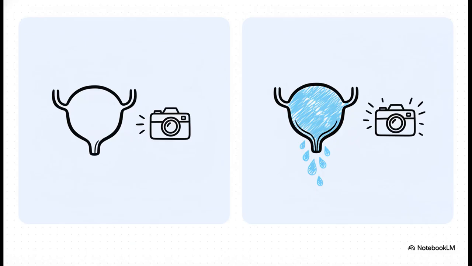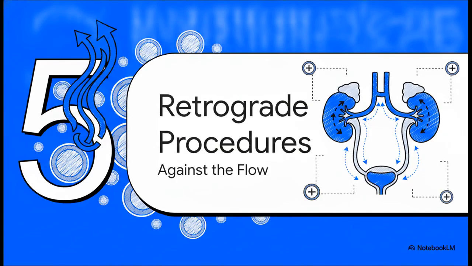This is known as voiding urethrocystography, often just called a voiding cystogram, voiding cystourethrogram, or simply a VCUG. The contrast injection code stays exactly the same at 51600, but catching that active voiding, that completely shifts your radiology code. Next up, Section 5, Retrograde against the flow.